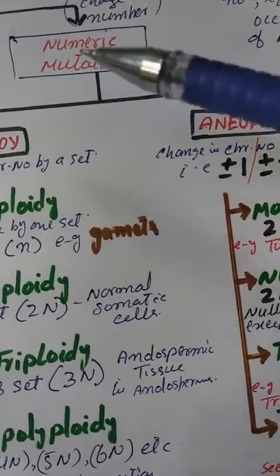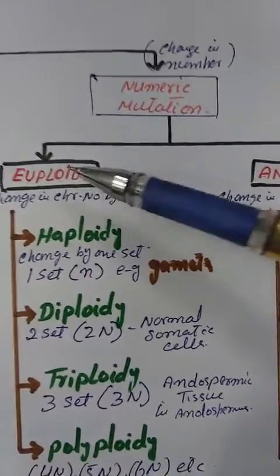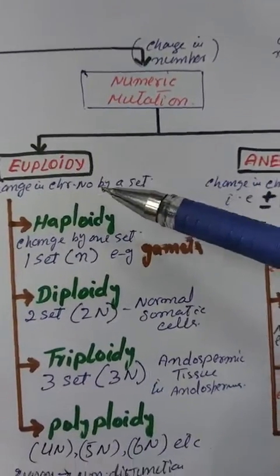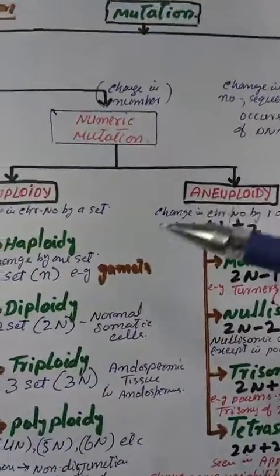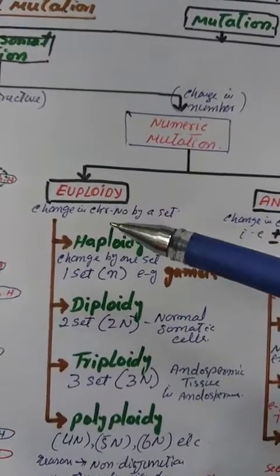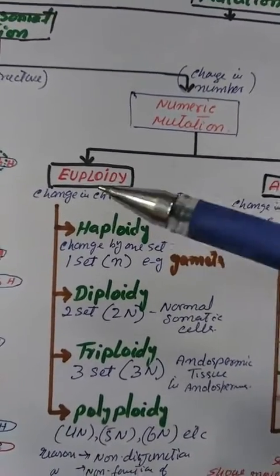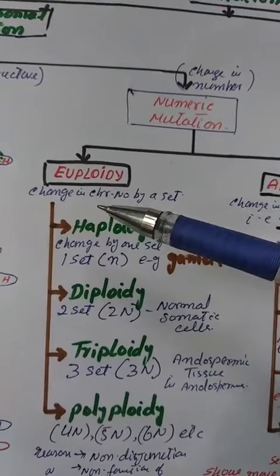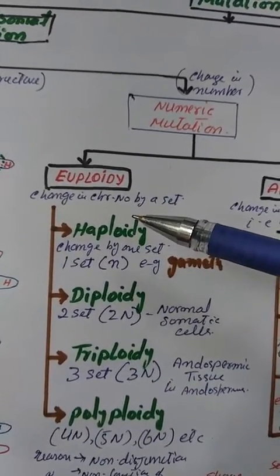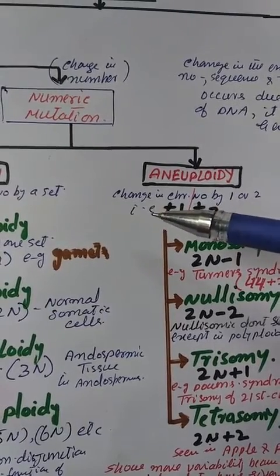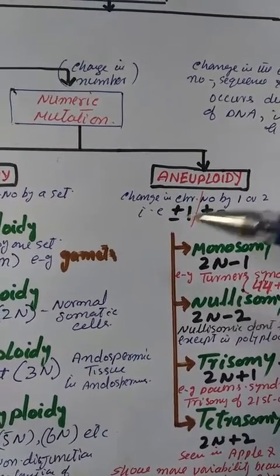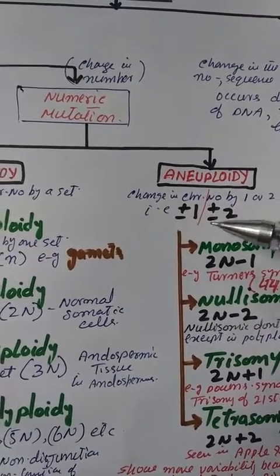Now, it is further classified into two types, that is euploidy and aneuploidy. In euploidy, the change in chromosome number occurs by a set, whereas in aneuploidy, the change in chromosome number occurs by 1 or 2, that is plus minus 1 or plus minus 2.